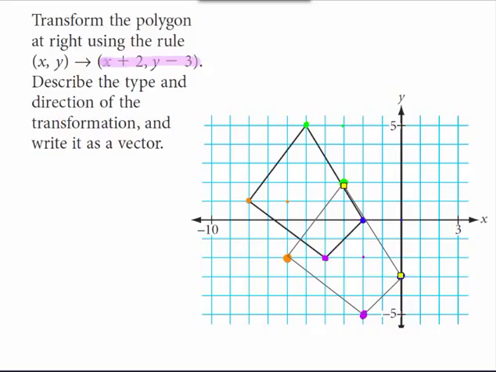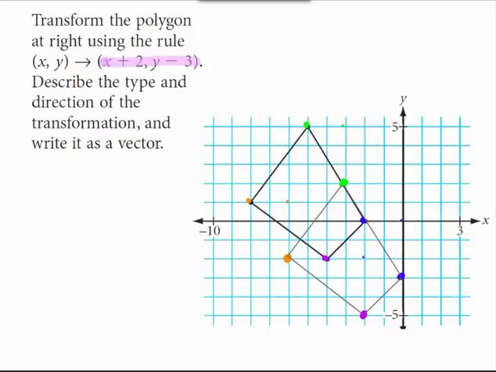So now, this is a translation because all I have done is shift it to the right 2 and down 3. What they want you to do is write that as a translation vector. How we write a vector is we use brackets that look like this. That's how we write a vector.